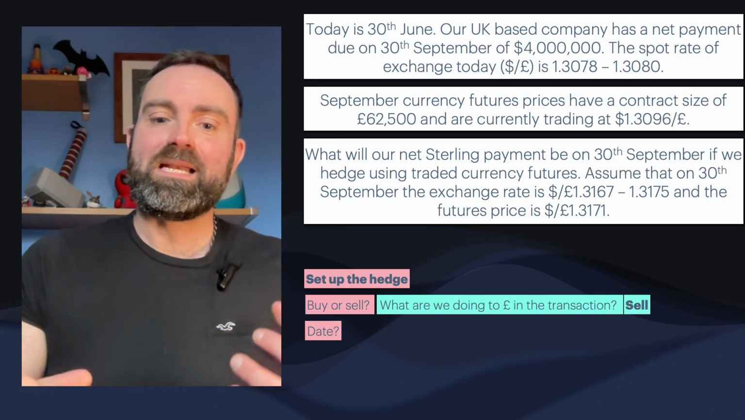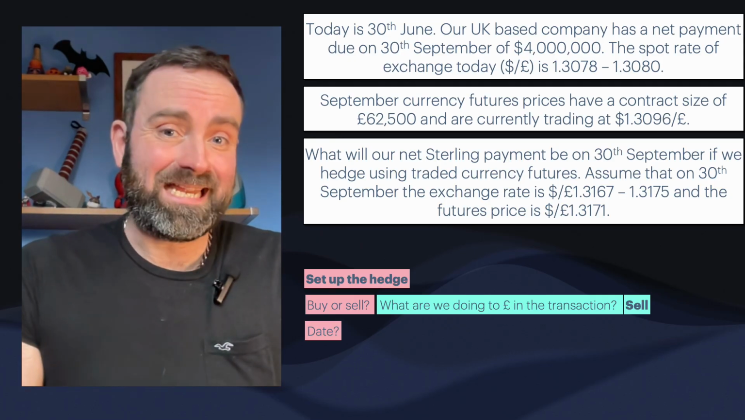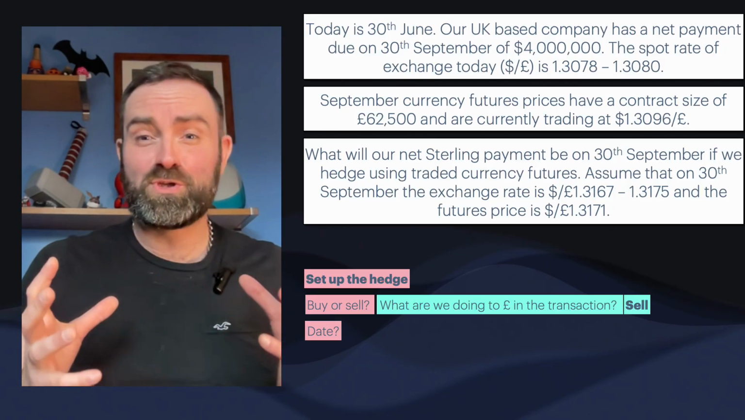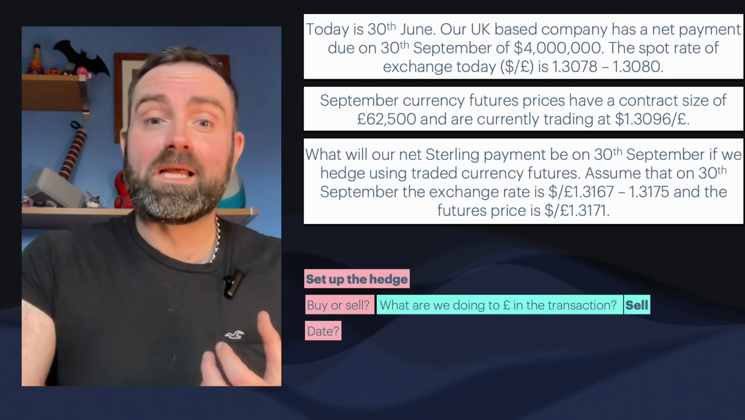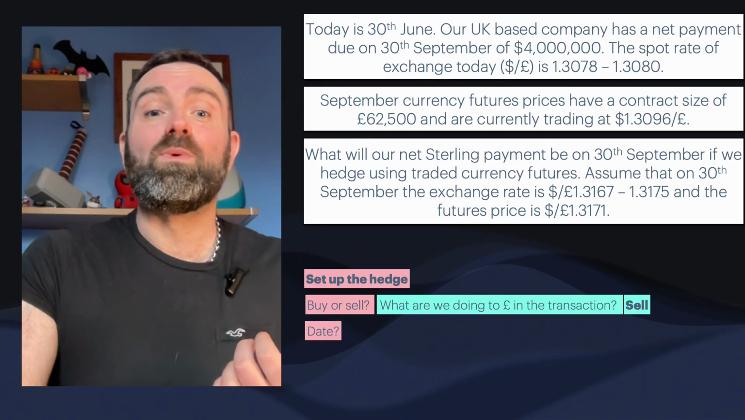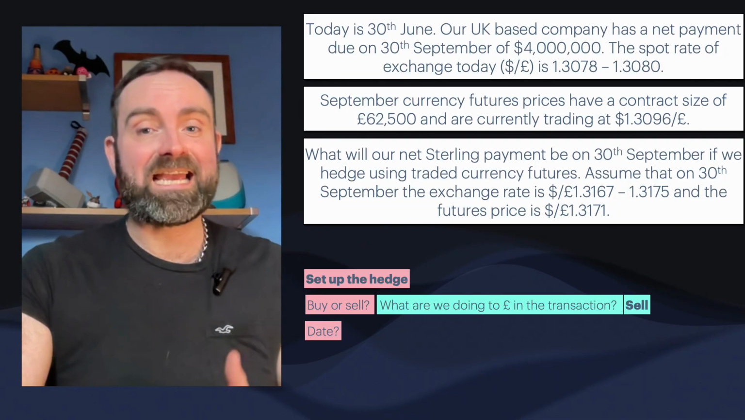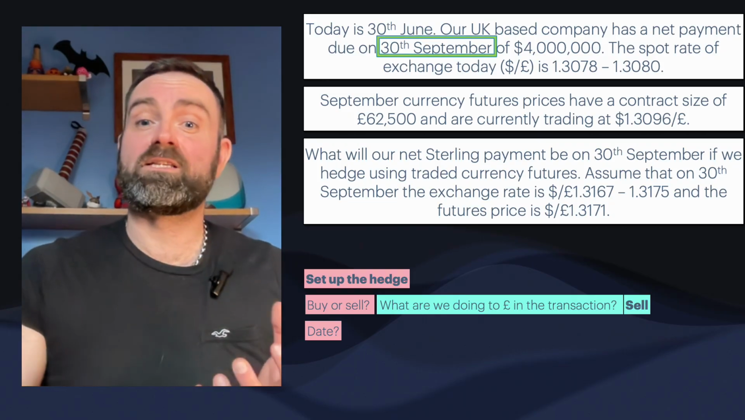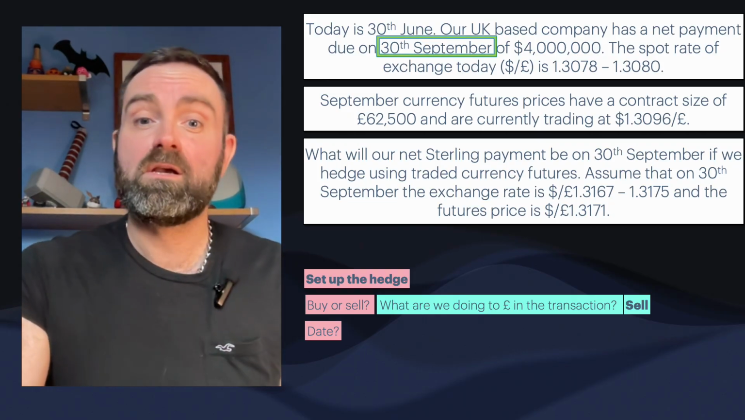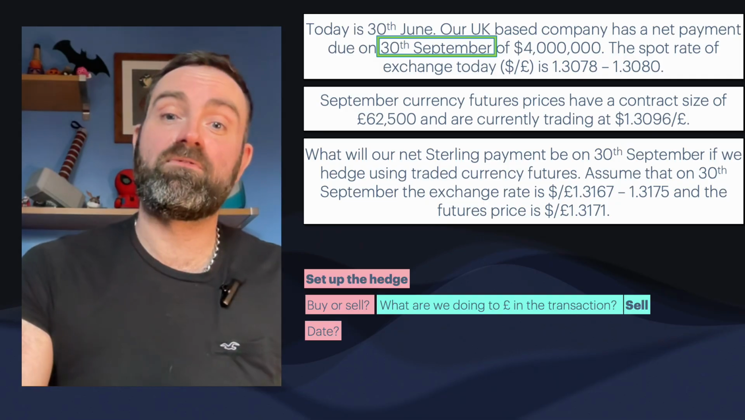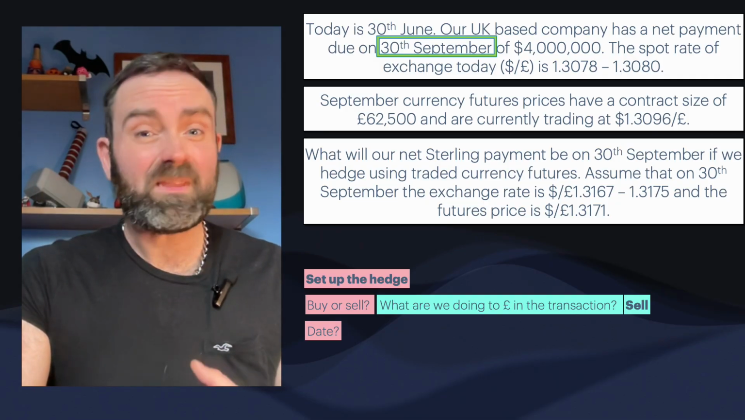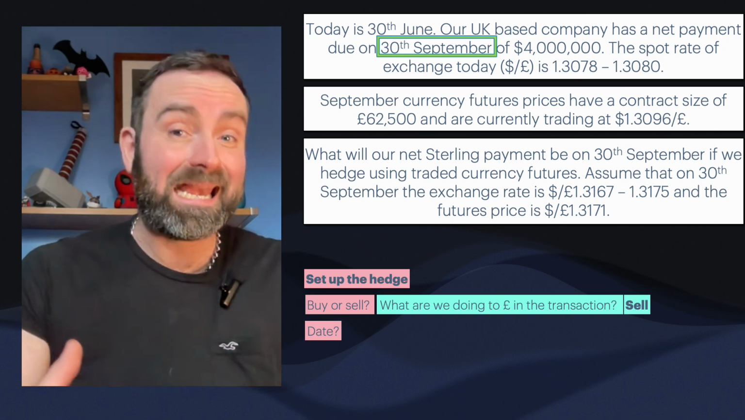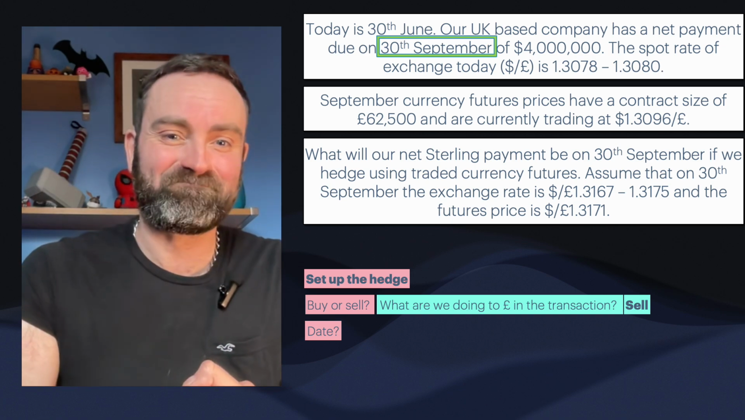Next up, we need to decide what date of futures we need. Now, in some cases, you're going to be given lots of different possible futures dates. The rule is we always choose the futures with a date nearest after the date of our transaction. In this case, we're trying to hedge a transaction on September the 30th. So we would need September futures contracts. Now, as it turns out in this scenario, these are the only ones we have available anyway, so that's nice and straightforward.